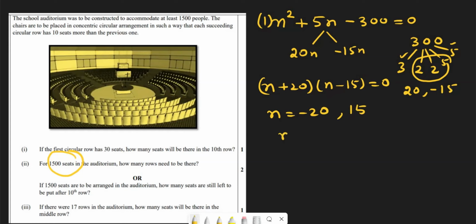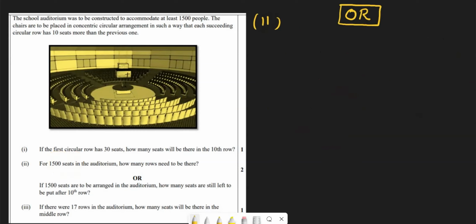So how many rows are there in all which accommodate 1500 seats in the auditorium? So there are 15 of them. So 15 rows are there. Negative 20 is an absurd answer because you can't have a negative number of chairs. So there are 15.